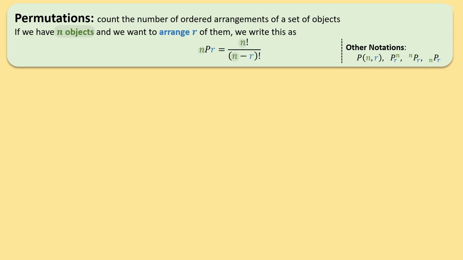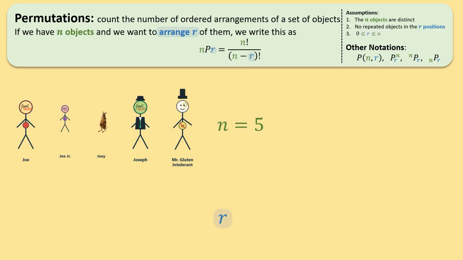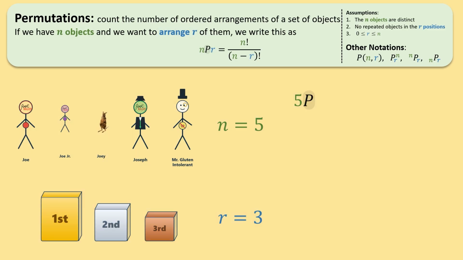n is the total number of objects we are choosing from, and r is the number of positions that we want to fill. Here, our n objects are distinct. There's no repeated selection for the positions that we're filling, and 0 is less than or equal to r is less than or equal to n. From the example before, n would equal 5 and r would equal 3, so we have 5P3.